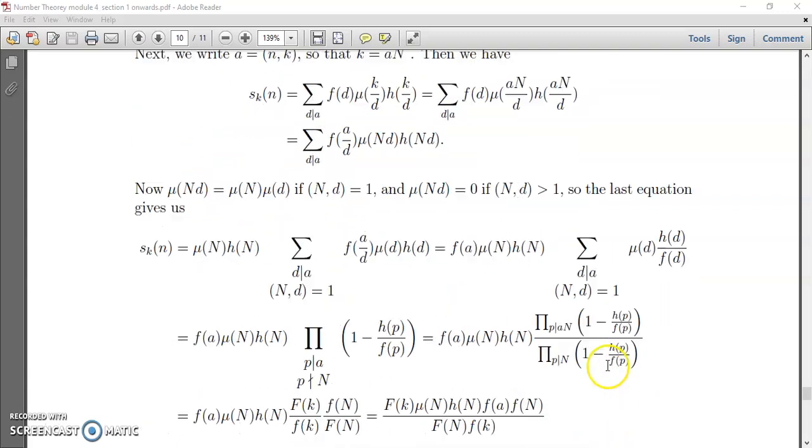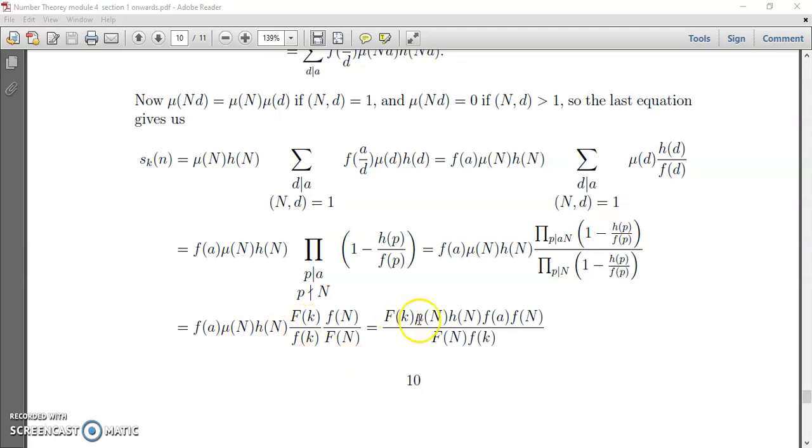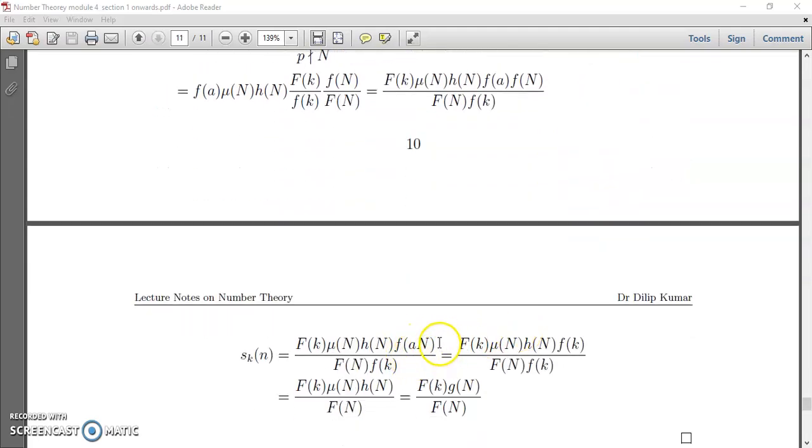So we will replace here as capital F of k by small f of k, and in the denominator also we have product p divides n. So this can be written as capital F of n by small f of n, which will be in the numerator, small f of n. So thus we have capital F of n is f of k is here, mu n is here, h of n is here, and the remaining f of a is taken out here, and this f of n. Now this f is multiplicative, so f of a times f of n can be written as f of a n. So we have written it as f of a n because f is multiplicative.